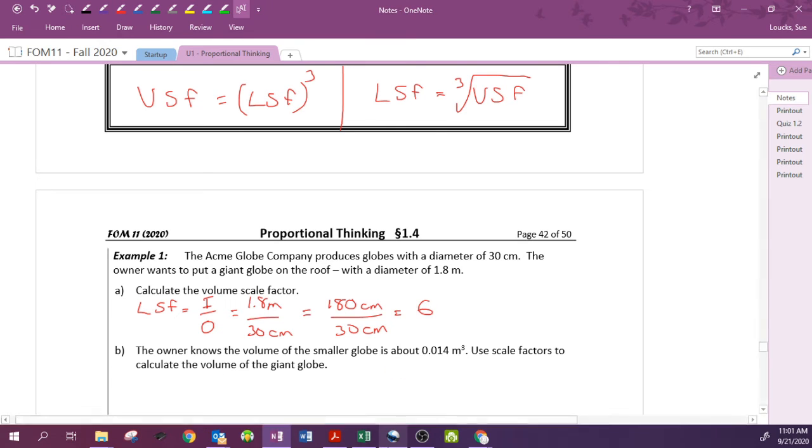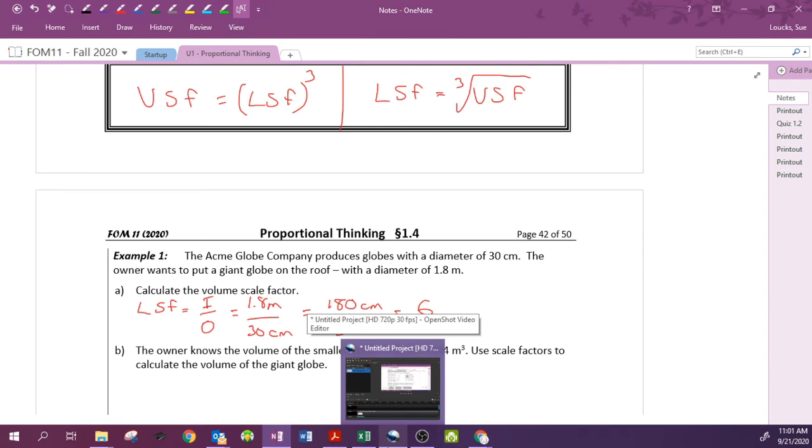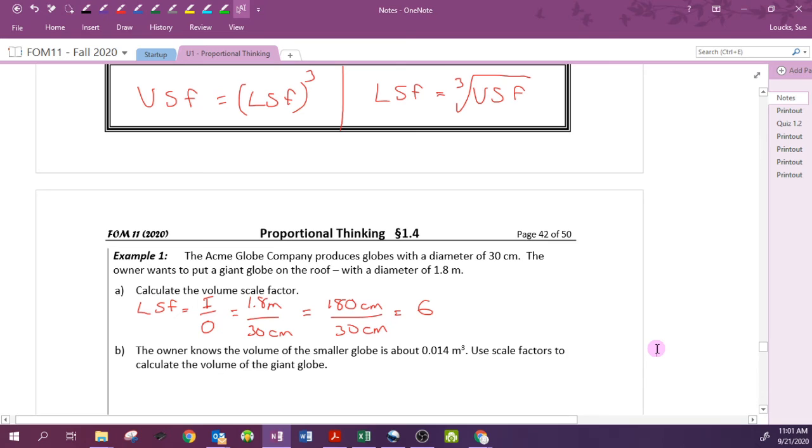Yeah. Okay, so the diameter of the first one is a foot, more or less, 30 centimeters, and the diameter of the big one is 6 feet, 6 times as big, okay? But we're asked to find the volume scale factor, and the volume scale factor is the linear scale factor cubed, so that equals 6 cubed, so that equals 216.